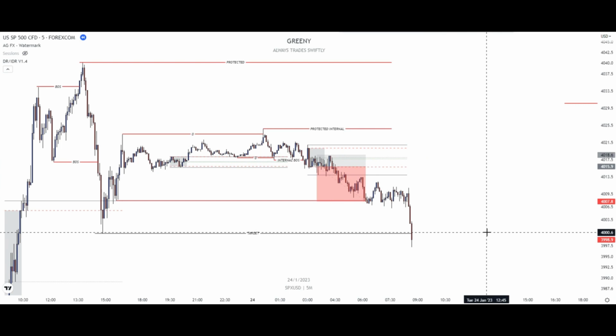The next one will be on liquidity, how liquidity can be mapped out with structure, and we'll give another example such as this.